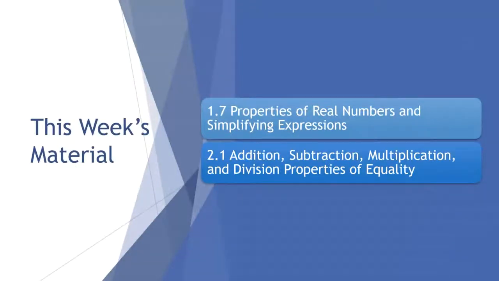So this week's material, I said, we're looking at the difference between arithmetic and algebra. We've got 2 sections that we're going to be reading, 1.7 and 2.1. 1.7 is properties of real numbers and simplifying expressions. So this is where we're really starting to introduce you to algebra. And then 2.1 is addition, subtraction, multiplication, and division properties of equality, basically where we start solving. So before we go deep into algebra, you need to get a small taste of what it is, what it means, and that sort of thing.